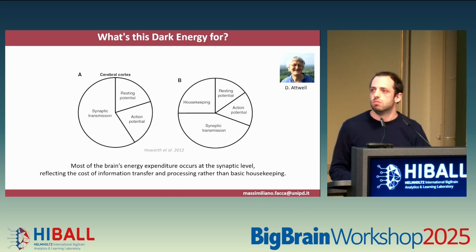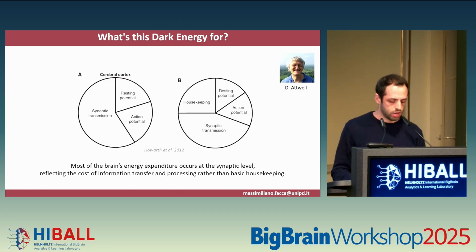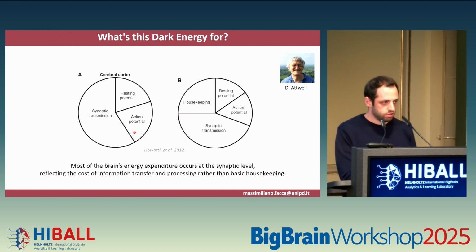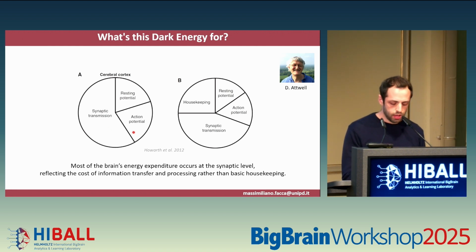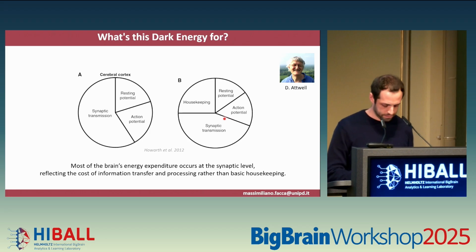Now, David Attwell has done a very interesting calculation showing that most of this is being consumed for synaptic transmission, as you can see here, and not for action potentials. And even if we take housekeeping functions into account, still the vast majority, as you can see here, is being used for information transfer, which draws a strong link between spontaneous activity and glucose metabolism.